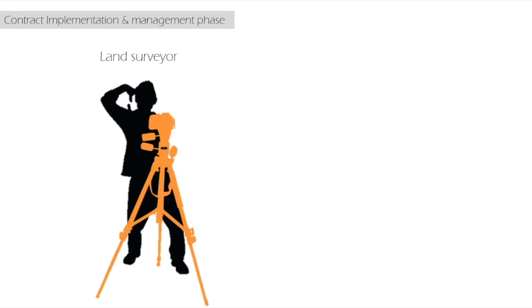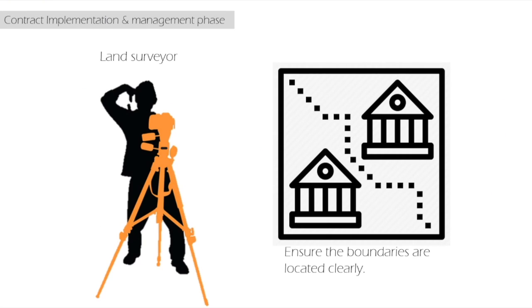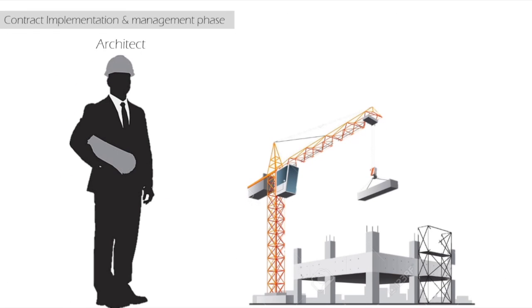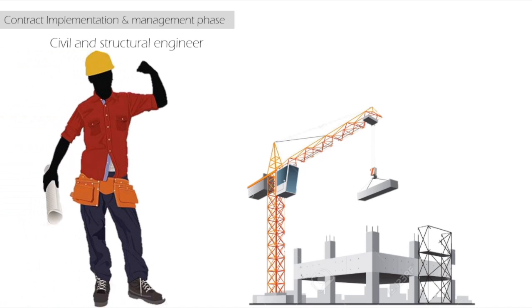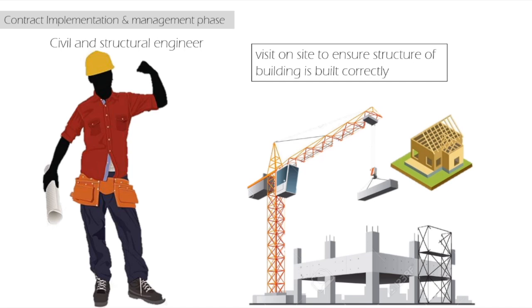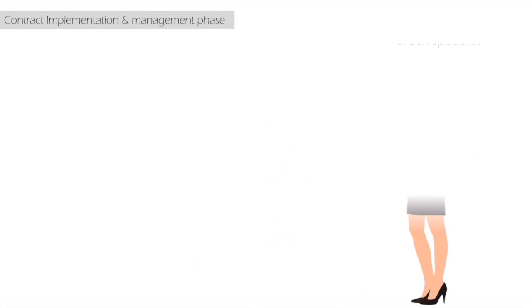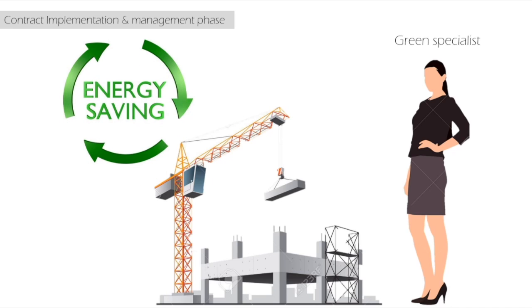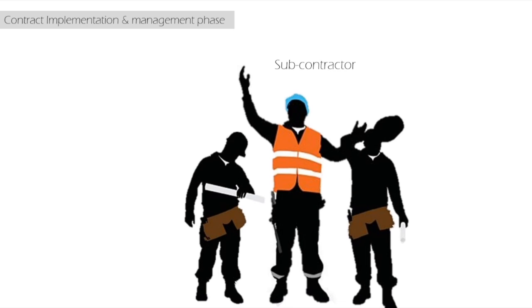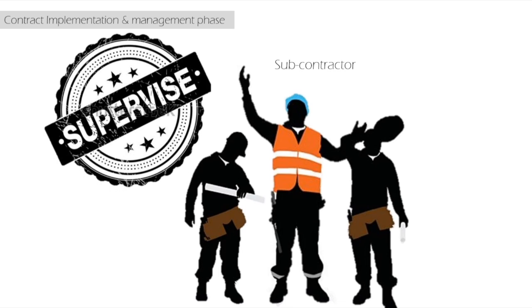The land surveyor will first ensure the boundaries are indicated clearly. The architect will visit the site to ensure all works are done according to the building contract and schedule. The civil and structural engineer will also be on site to inspect the structures of the building. The green specialist will also check if the specified materials are being used, such as green materials and recycled materials. Subcontractors will also supervise in their specific fields on site.